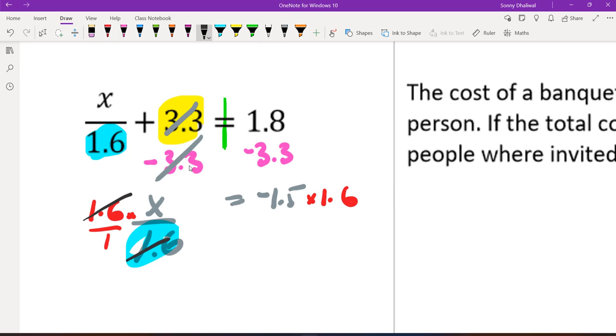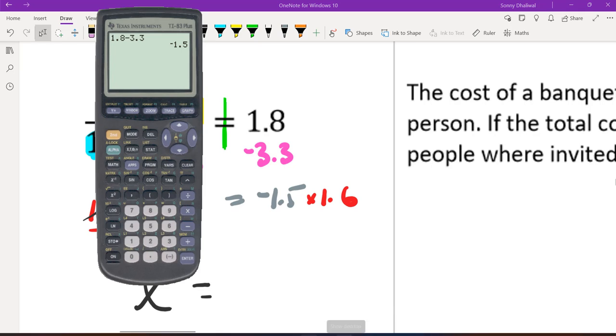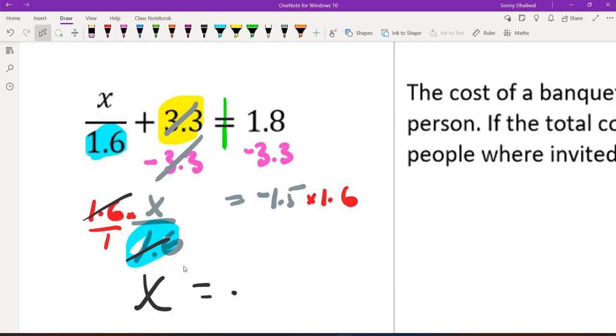Those cancel out. On the right-hand side, if I give you a number with decimals in it, it's fine to just calculate and don't give me an answer as a fraction. So we just go negative 1.5 times 1.6. You get an answer of negative 2.4. Okay, and that is your answer.